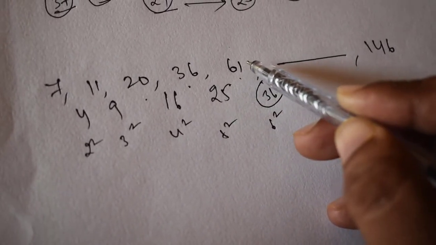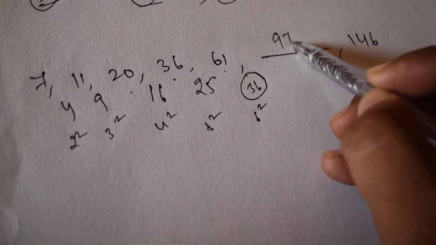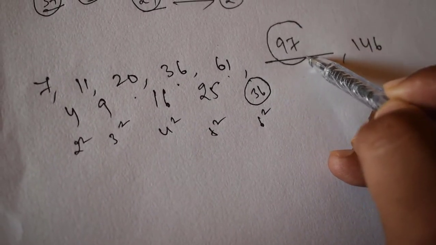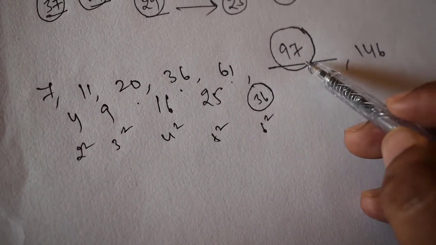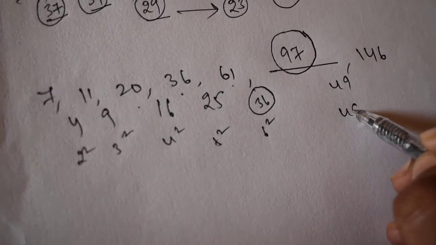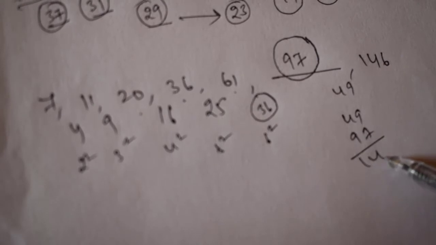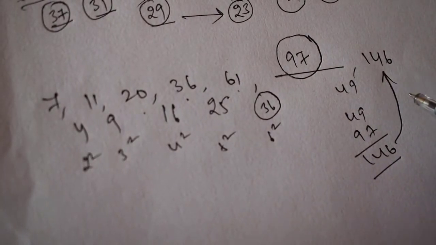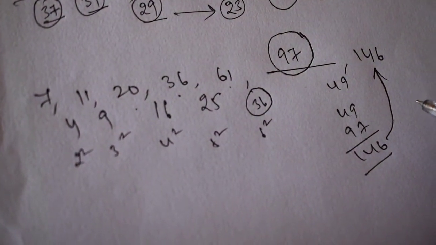When you add 36 to 61, it is 97. This is how the number series gets completed. And here the difference should be 49, it is 7 square. So when we add 49 to 97, we get 146. So this is the missing number. Hence this number series is completed.